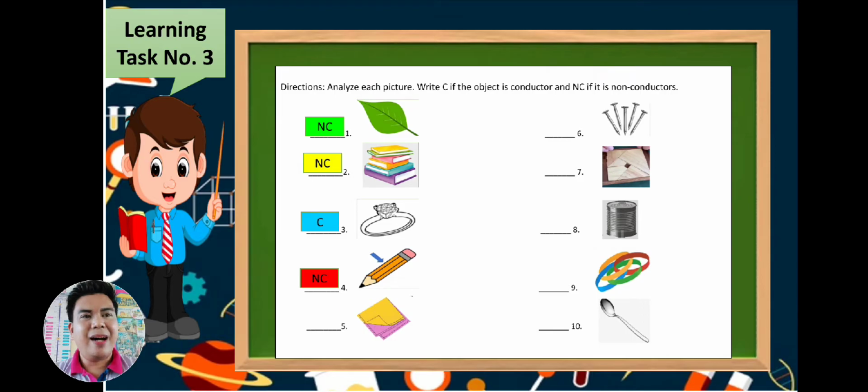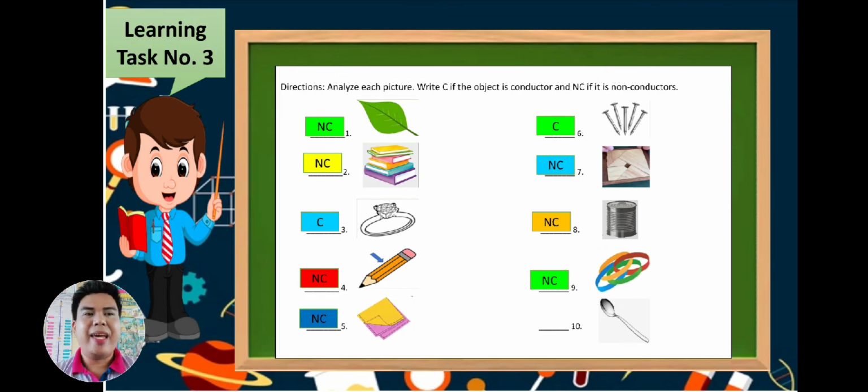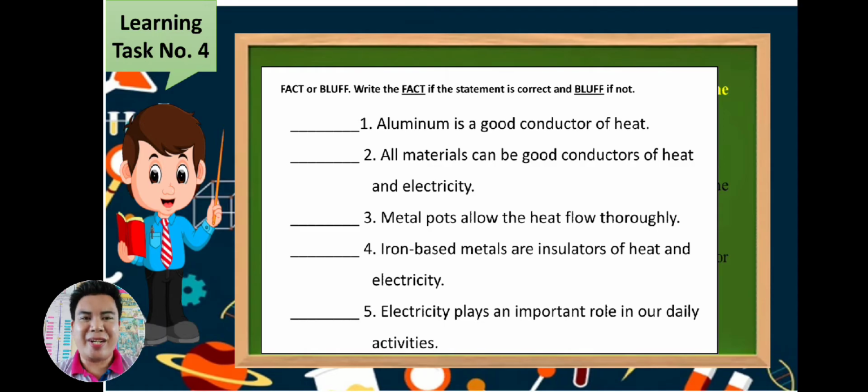Number 5, handkerchief. Non-conductor. Number 6, group of nails. Conductors. Wood. Non-conductors. Non-conductors. Number 9, non-conductors. Spoon, number 10, conductors, because the spoon is made of stainless steel. Who got the perfect answer? Congratulations. At this point, let us proceed to learning task number 4.